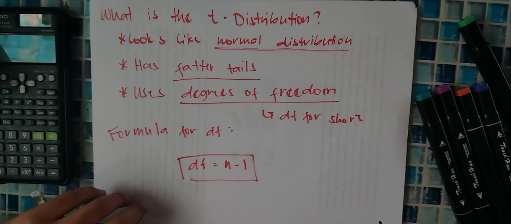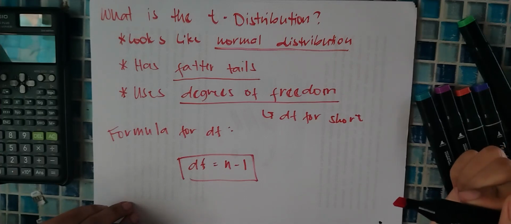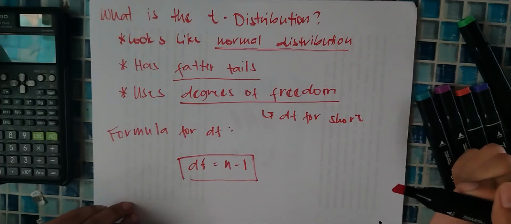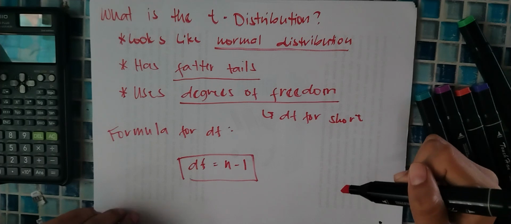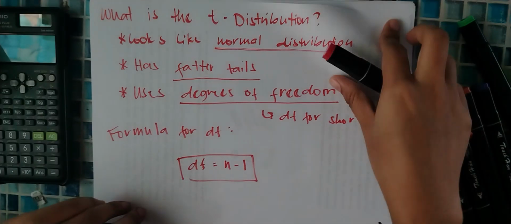The degrees of freedom affect the shape of the T distribution. When the degrees of freedom are small, the curve is wider and has heavier tails. When the degrees of freedom are large, the curve starts to look almost exactly like the normal distribution.